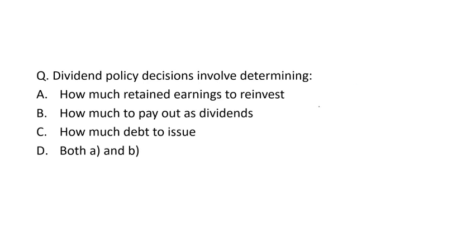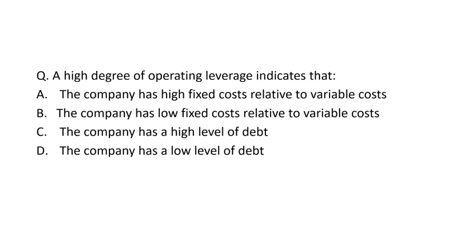Either it can retain all the 1 lakh profit, or it can distribute among its shareholders. So the retained earnings, whatever the earnings which are retained by the company, it may decide to reinvest, or under the dividend decisions it can decide in what proportion or in what amount they should pay out the dividend. So option number A, both A and B will be the right answer. This C option will not be there because there is no concern of issuing of debt. Let's move to next question.